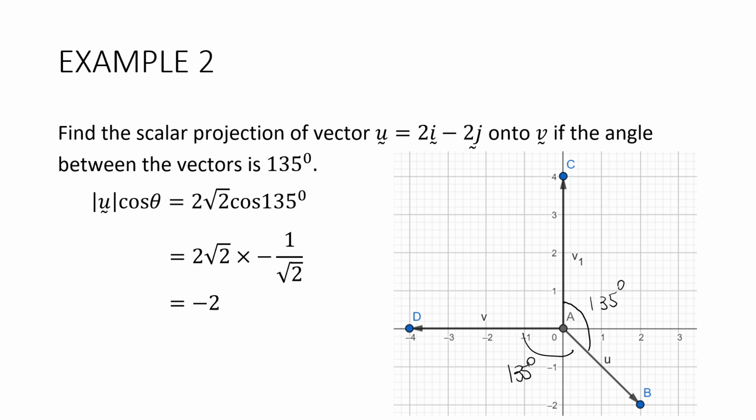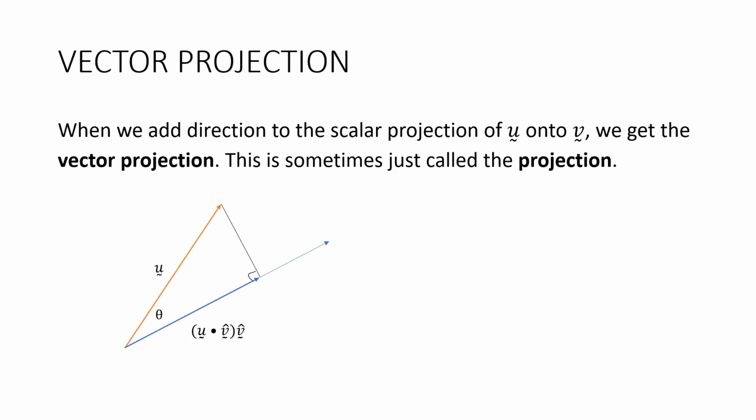Now, normally when I've been drawing these pictures, I've said, okay, here's vector u, and here's vector v. And this is the scalar projection here. And they point in the same direction. Can you see that scalar projection there points in the same direction as u? But in this case, vector v points in the opposite direction. So if we have a vector u and a vector v pointing in opposite directions, our scalar projection will be negative. And when we add direction to the scalar projection of u onto v, we get the vector projection.